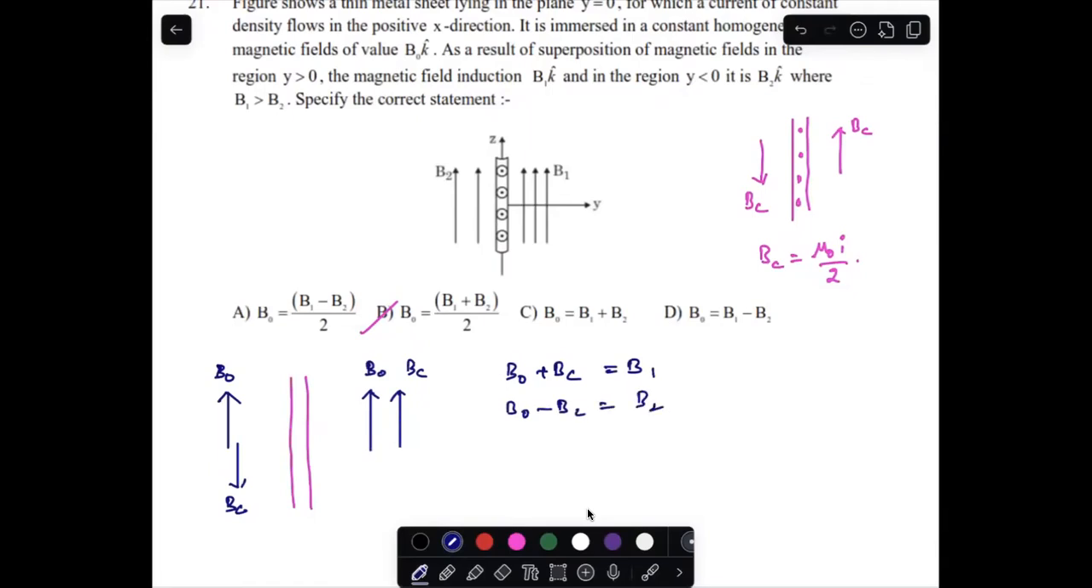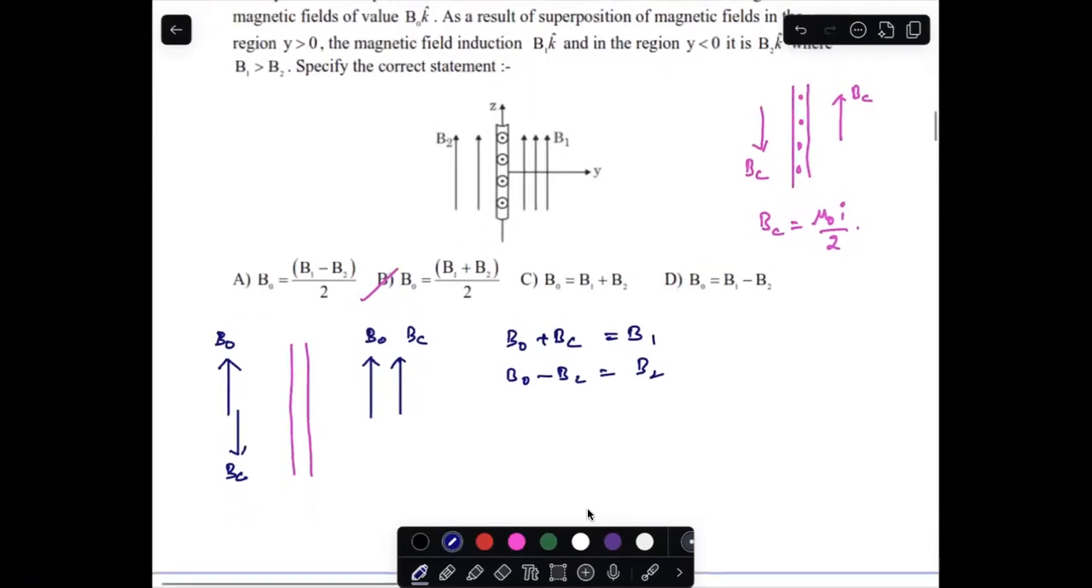Sir, how do you know it is B naught minus BC? Look, net field is upwards, but flux is less because it is a difference of two quantities. So therefore, you take the sum, which is going to be 2B naught, which is B1 plus B2. Done. B is the answer. Very simple question. You should not miss this.